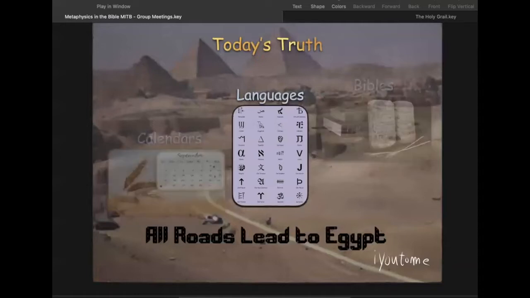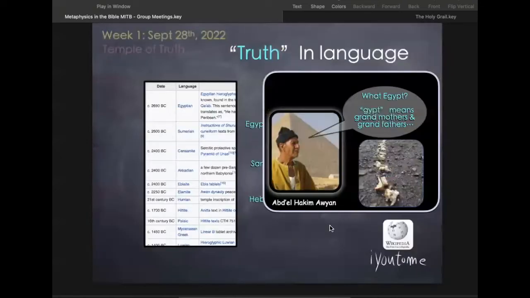So we're going to first start off with the truth about languages. Before we show you this quick clip, I'll scroll through it really fast, about the different languages and how many there are. But if you remember Abdel Hakim Awyan, a beautiful brother who understands the ancient Egyptian stuff, not what academia teaches, he says, what do you mean Egypt? Gypt means grandmothers and grandfathers. Gypt means the breadcrumbs left by our foremothers and forefathers. So it's not a place, it's a place where breadcrumbs are left. Of course, we named it that. We will be focusing on one very powerful but mistranslated word. But first, let's look at these languages.